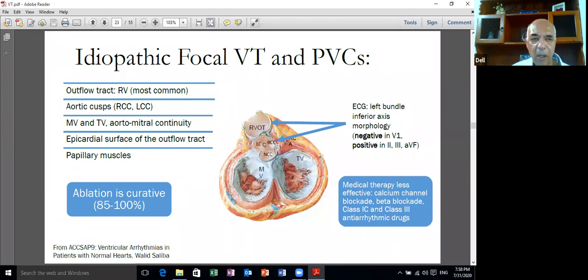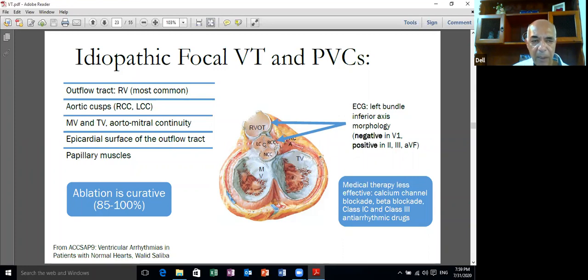The origin of this idiopathic focal tachycardia is the outflow tract of the right ventricle. Less commonly, the outflow tract or the aortic cusps on the left side of the heart. They might arise from the apical part of the interventricular septum or the aortomitral continuity. They can arise from the epicardial surface of the outflow tract, so their ablation should occasionally be done transpericardially, and they may arise from the papillary muscles.